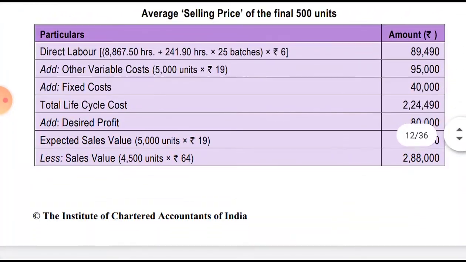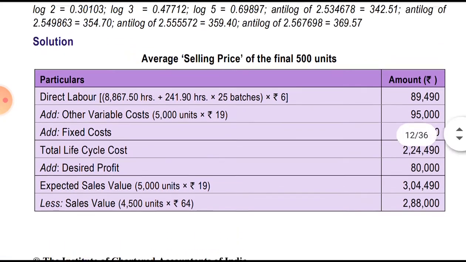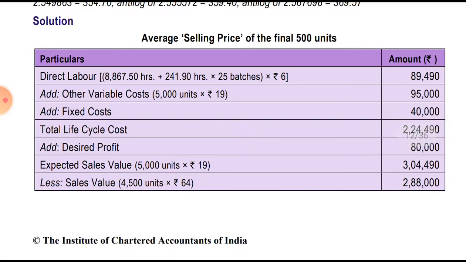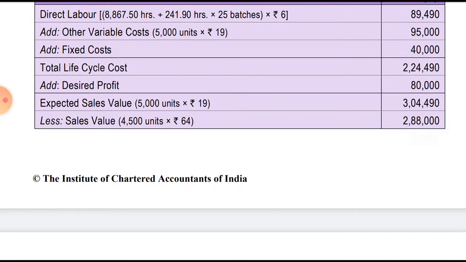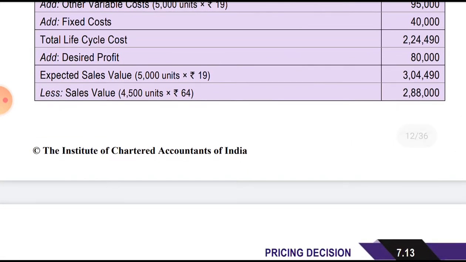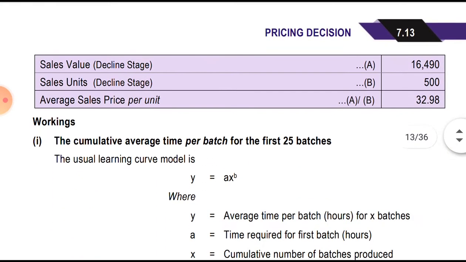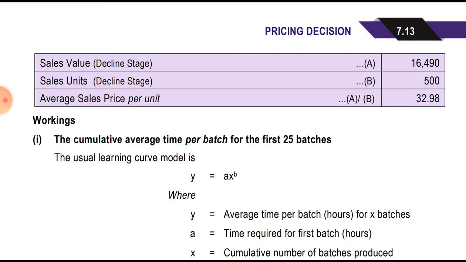Okay, then fixed cost is 40,000, as they had said. We want a profit of 80,000, so after adding all the costs it amounts to 2,24,490. Then we add the desired profit, so it will be 3,04,490. Deducting from that the sales of 4,500 into 64, that is 288, we get 16,490, which we will divide by 500, so we get the per unit sales price of 32.98.